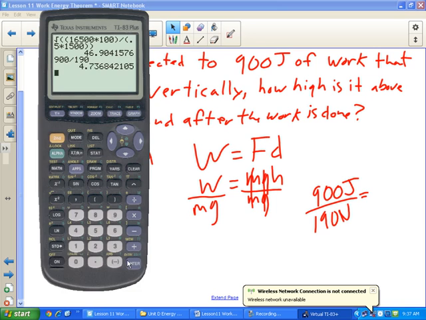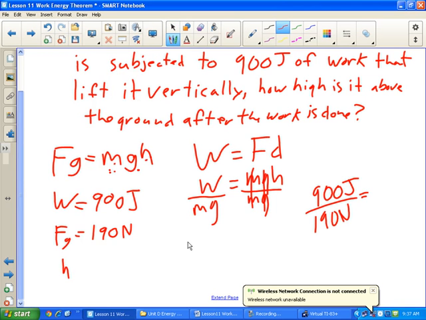So 4.7 meters, we'll say. Okay, so now you've got a few examples. Essentially all the work energy theorem questions will break down to something like that. Most of the questions we work on today will be a little easier than that. They'll simply be, you know, force times distance and things like that. All right.